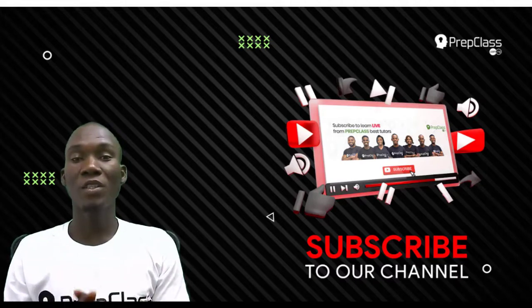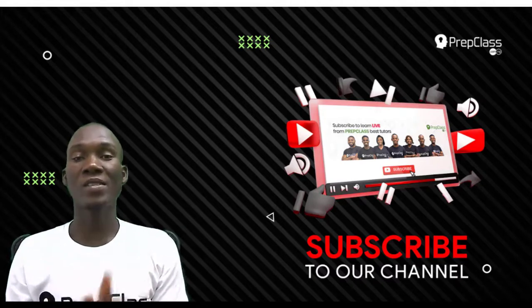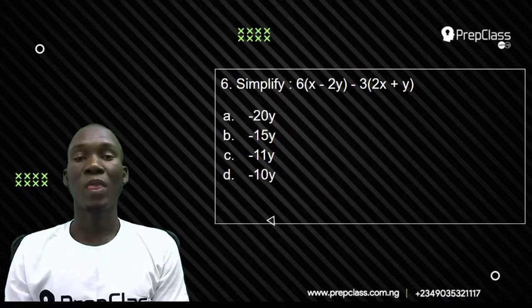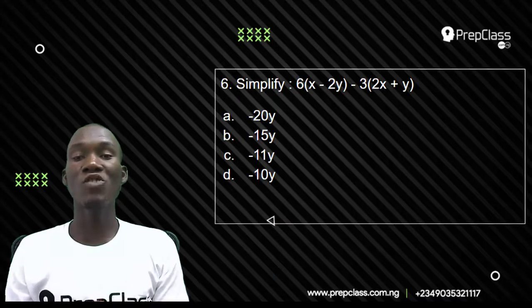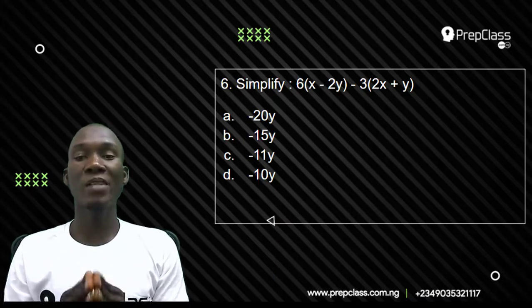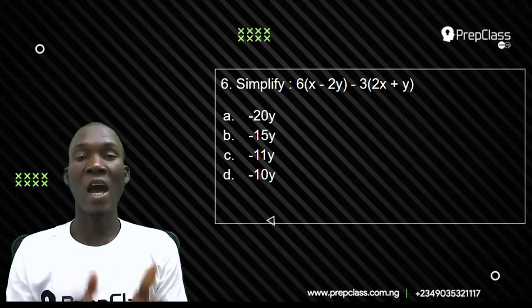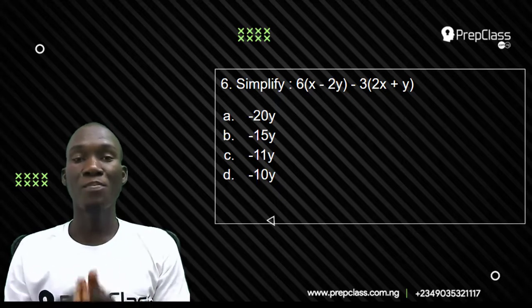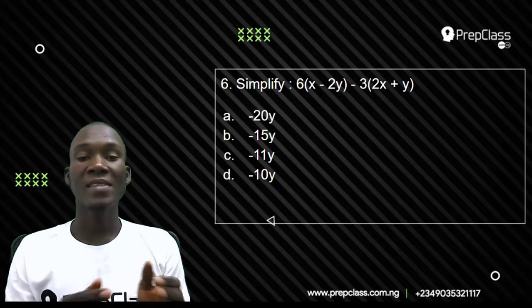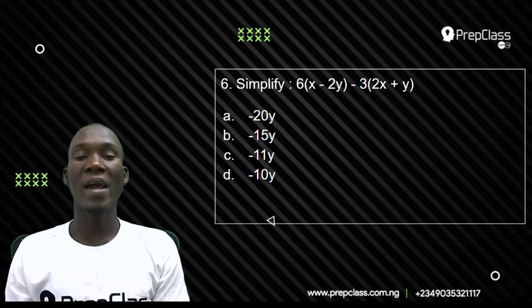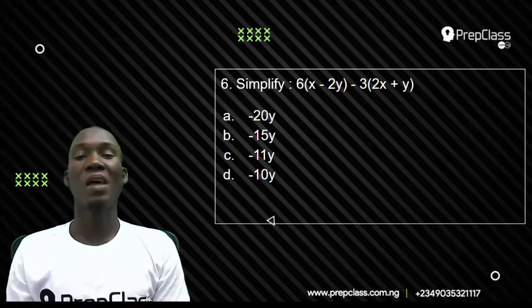So let's solve the questions for today. Questions 6 to 10. Question number 6. Simplify 6 into bracket x minus 2y minus 3 into bracket 2x plus y. We have the options. A. Minus 20y. B. Minus 15y, C, minus 11y, and D, minus 10y.